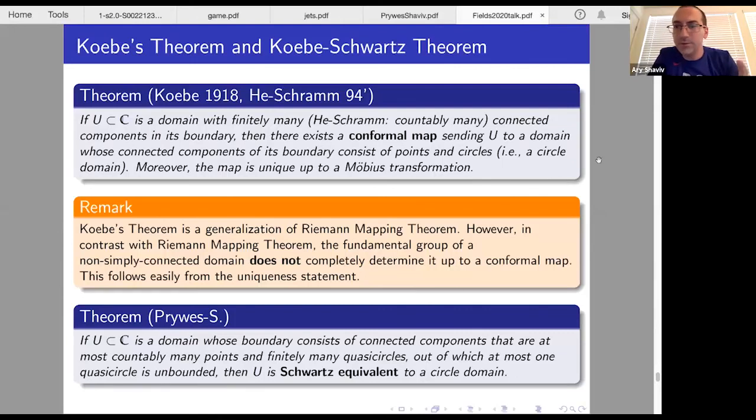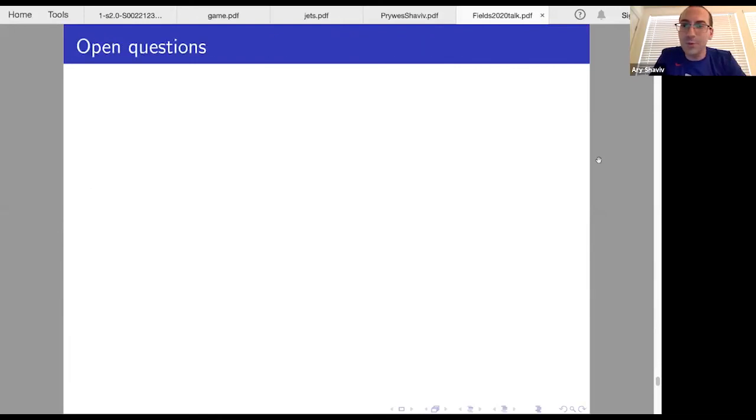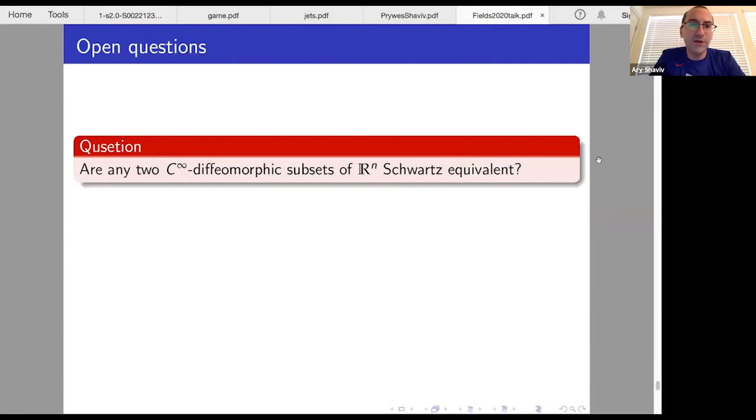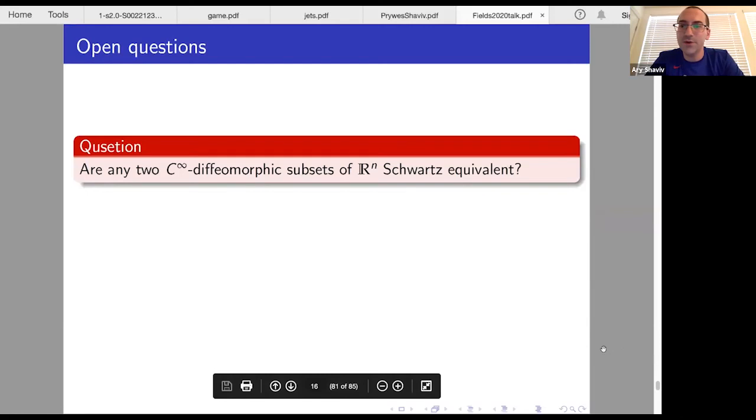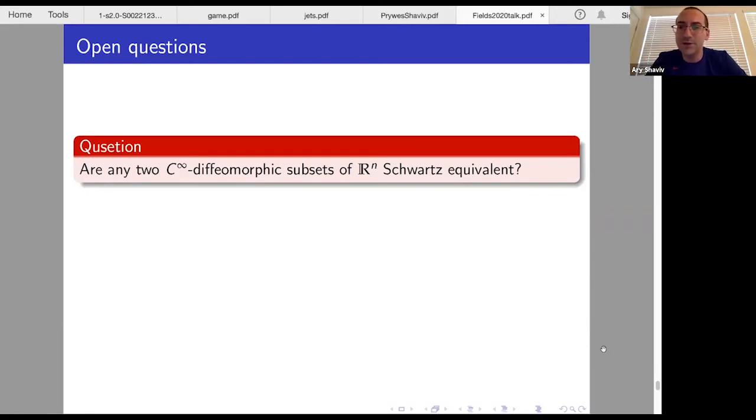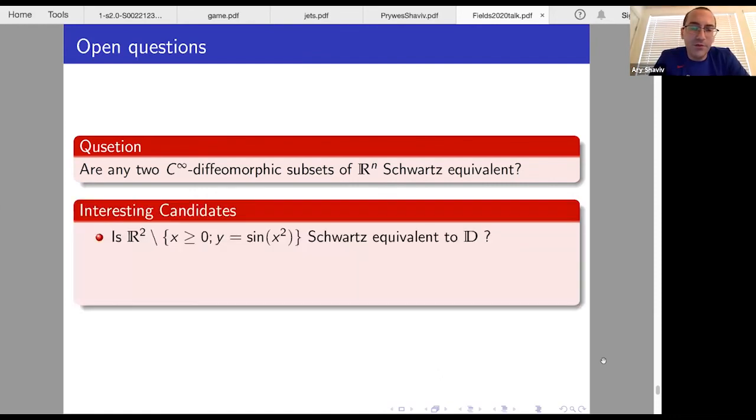So in the last minute, I will tell you what the open questions are. We still don't know, is it true that any two C-infinity diffeomorphic subsets of R^n are Schwarz equivalent? I told you many cases where you have Schwarz equivalence. I showed you the exponential map that doesn't induce Schwarz equivalence, but a minute after I showed you why these sets are Schwarz equivalent. So it's not clear whether any two C-infinity diffeomorphic subsets are Schwarz equivalent. And there you have two examples.